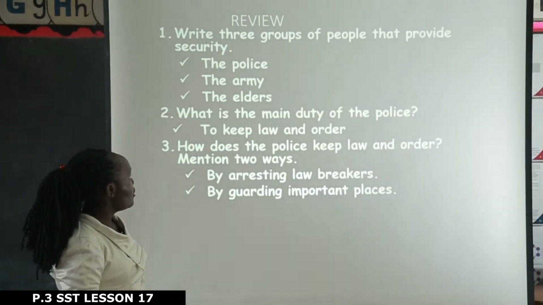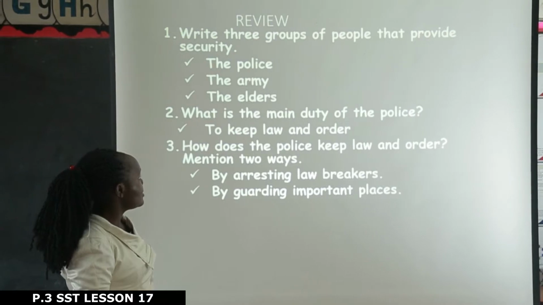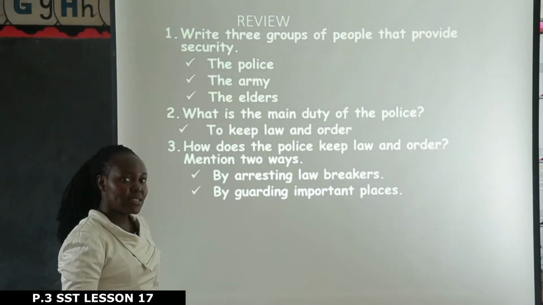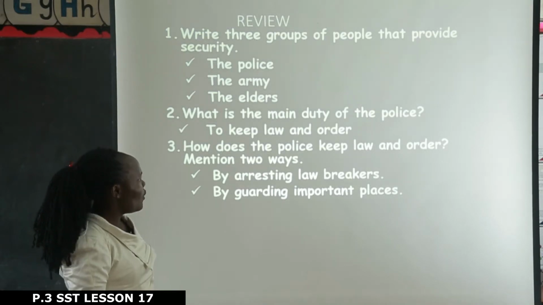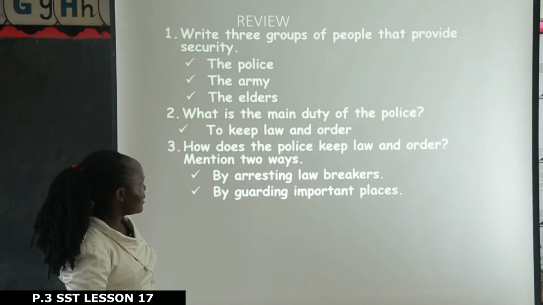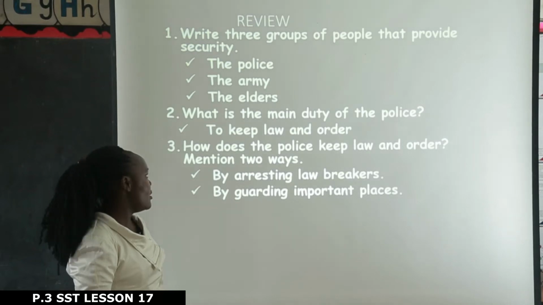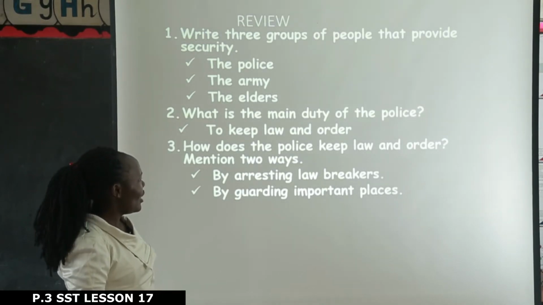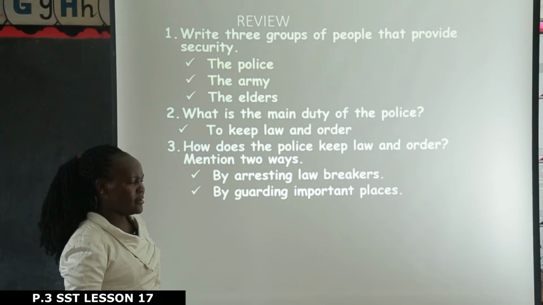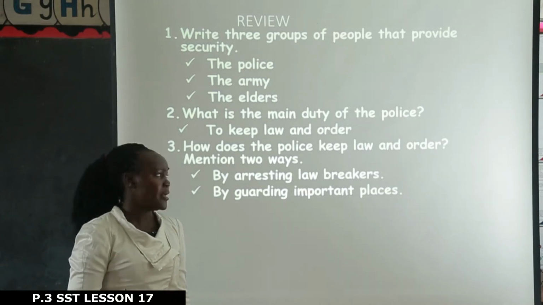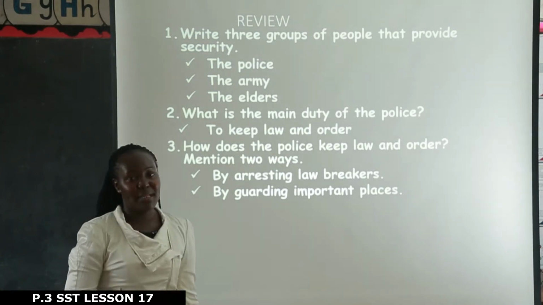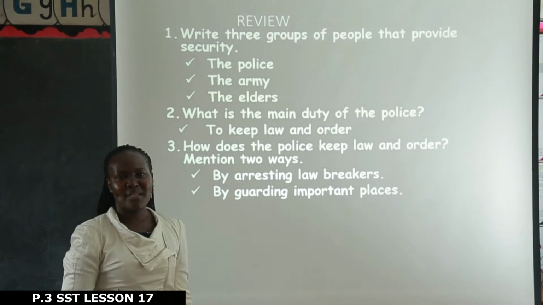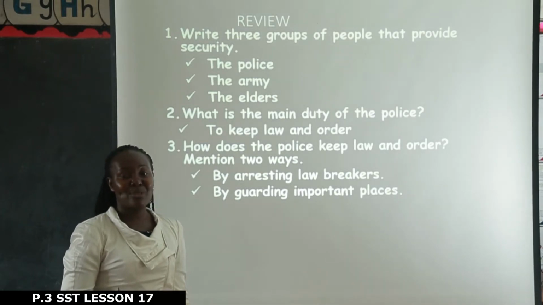Question 1 reads, write 3 groups of people that provide security. We have the police, the army, and the elders. Question 2, what is the main duty of the police? That is to keep law and order. Question 3, how does the police keep law and order? How does it do it? 1, by arresting law breakers. 2, by guarding important places. You can add on other ways how the police keeps law and order.